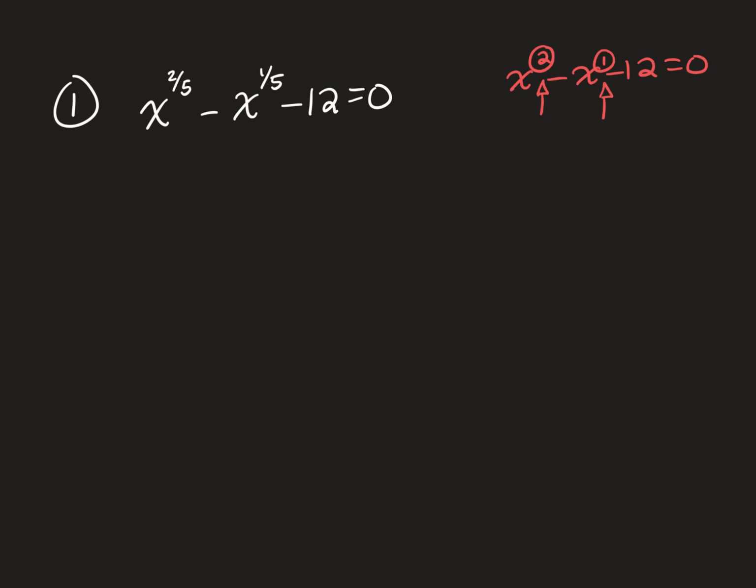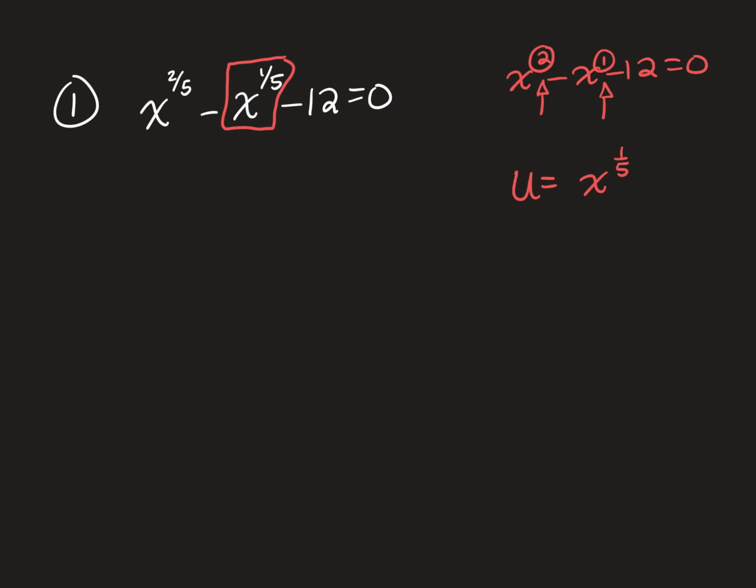Okay, so when I look at my exponents, I've got x to the 1/5 and x to the 2/5. If I multiply 1/5 times 2, I get 2/5. Therefore, I can tell that this is a quadratic. So then my substitution is going to be just saying, all right, I'm going to call u whatever the middle term is, all right? So I'm going to call u x to the 1/5. I ignore any coefficients. I just use the variable and the exponent.